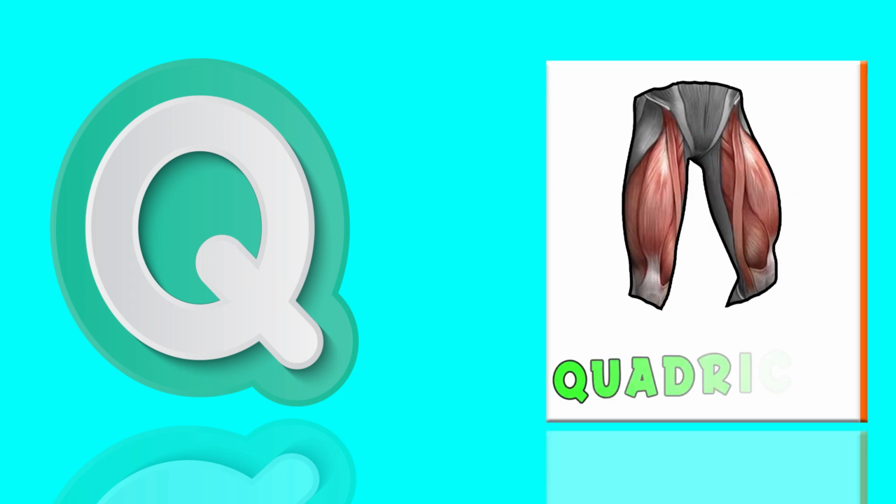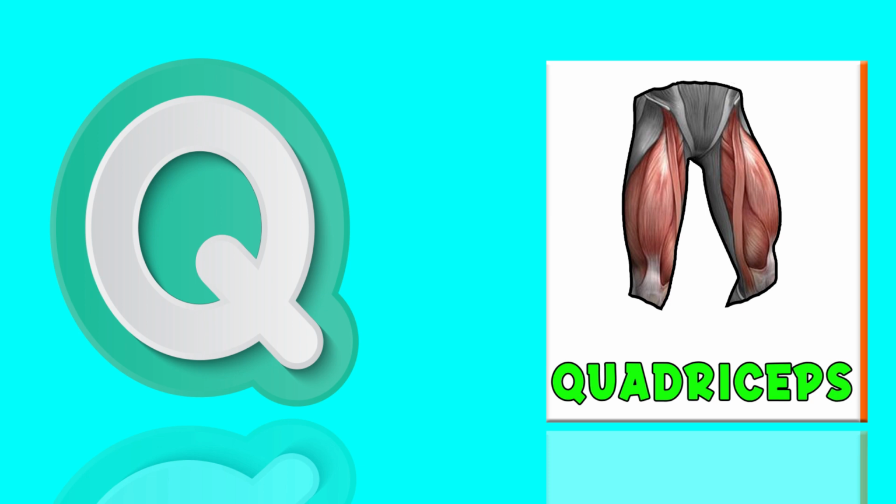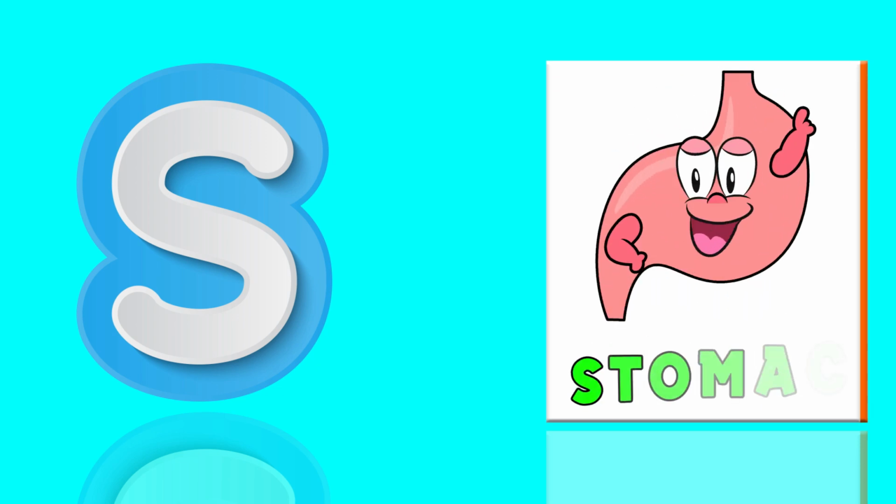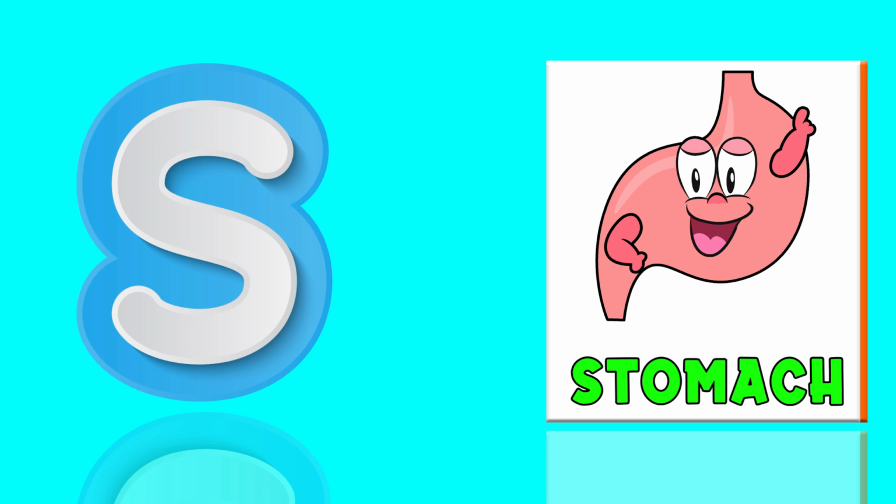Q. Q is for quadriceps. R. R is for rib. S. S is for stomach.